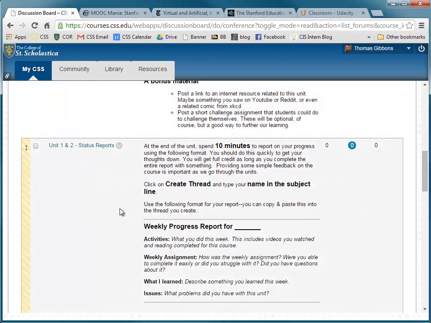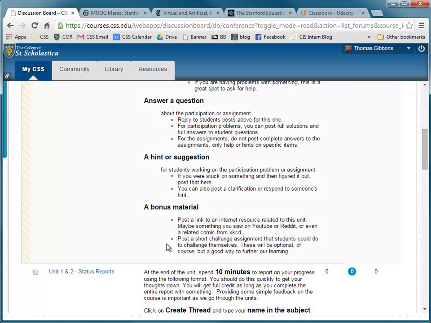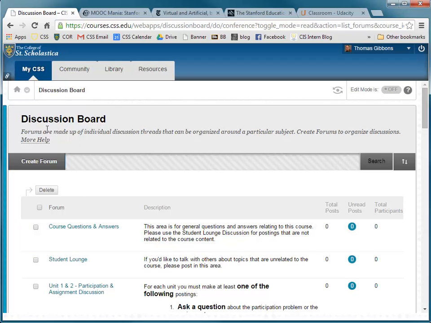Also at the end of the unit or the end of the week, you do a status report just to give you a quick update on how you're doing. What did you do this week? How was the assignment? What did I learn? Any issues you had with the unit? Don't spend too much time with this. I just want you to give the instructor a quick update on this. So 5-10 minutes just at the end of the units, just a quick thing on how your progress was.